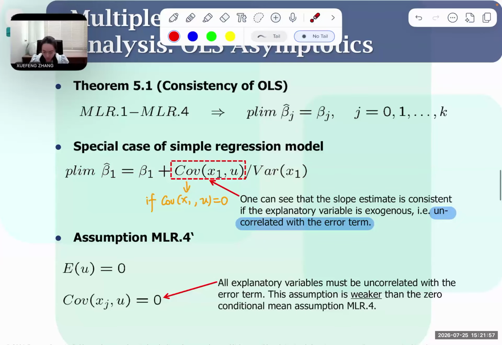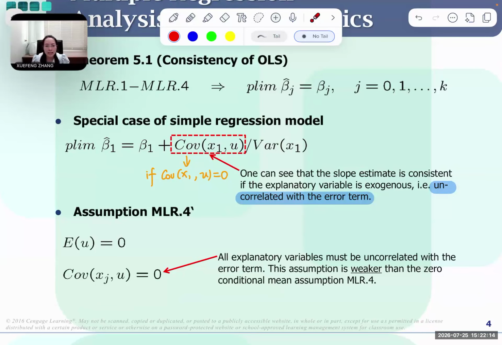But if x1 and mu are correlated, we get a permanent bias term that does not shrink as n grows. More data won't fix it. This leads to a slightly weaker version of our exogeneity assumption, which is MLR 4 prime. Expected value of mu equals 0 and covariance of xj and mu equals 0 for all j, which means all x are uncorrelated with mu.